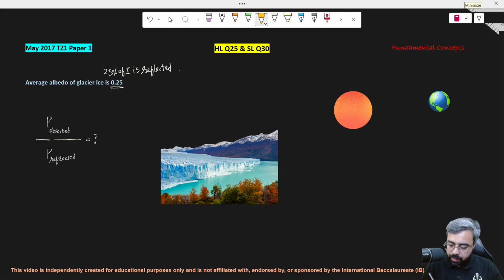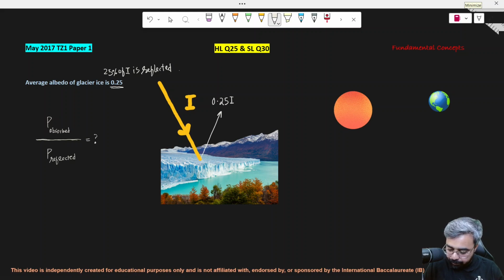So what actually happens when the intensity of the light of the sun that is incident is I? How much is reflected? 25% is straight reflected, which means it is 0.25 I. And then how much is absorbed? So let's find out. It should be 0.75. So 0.75 I, or the power P divided by 0.25 of incident power.